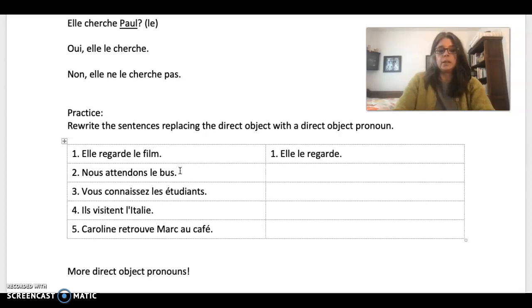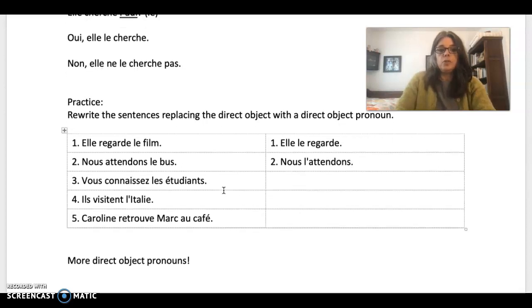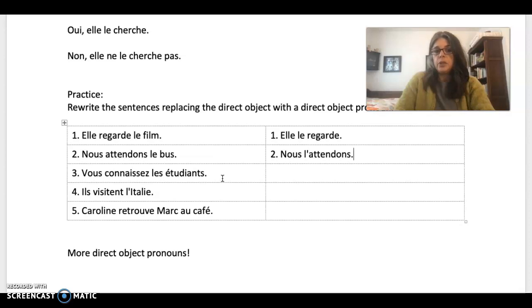All right. Numéro 2. Nous attendons le bus. We're waiting for the bus. We're going to say we're waiting for it. How do we do that? Nous, watch out. Attendons starts with a vowel. L'attendons. Vous connaissez les étudiants. You know the students. We're going to say you know them. How do we do that? Vous, les étudiants is plural, so we'll say les, and then connaissez.